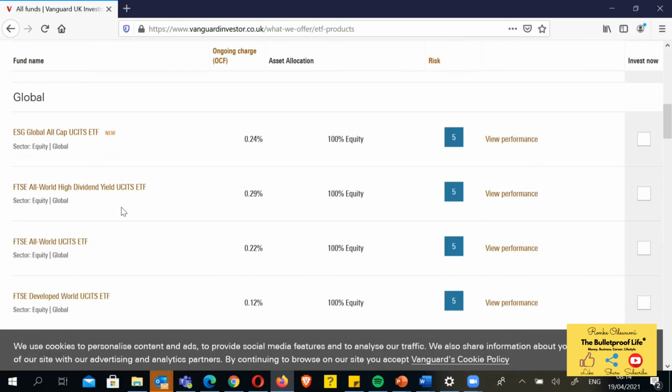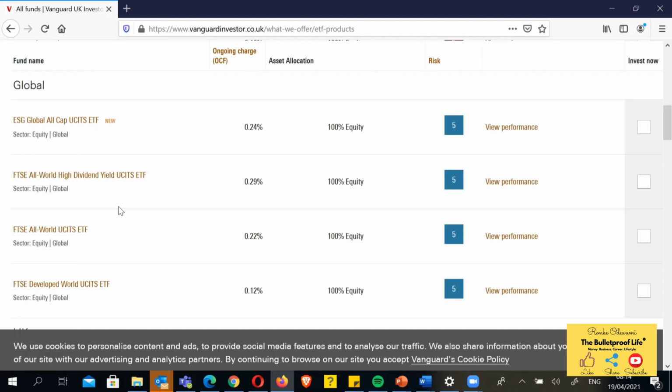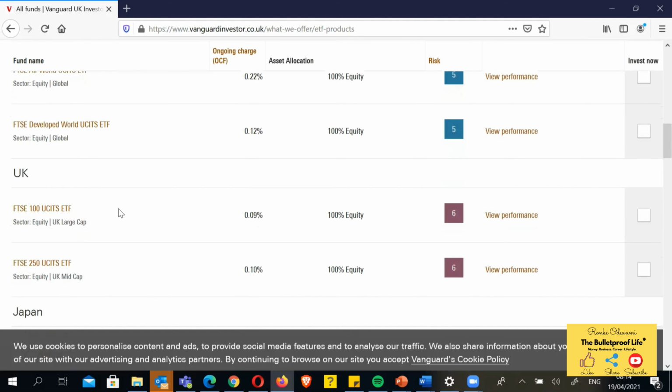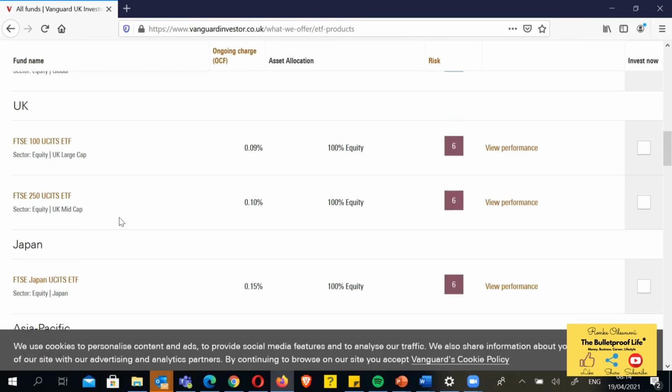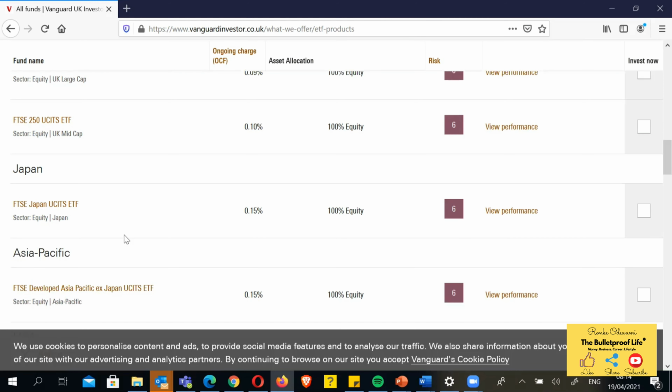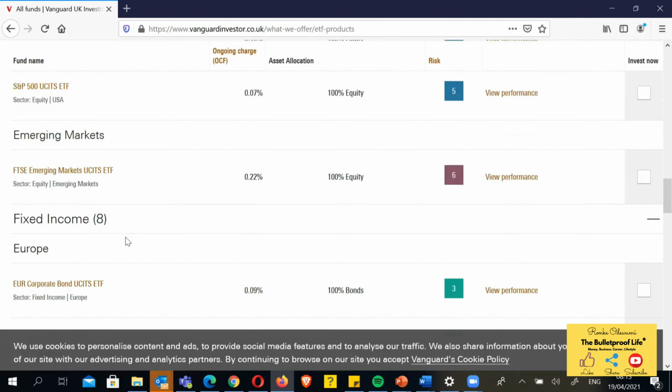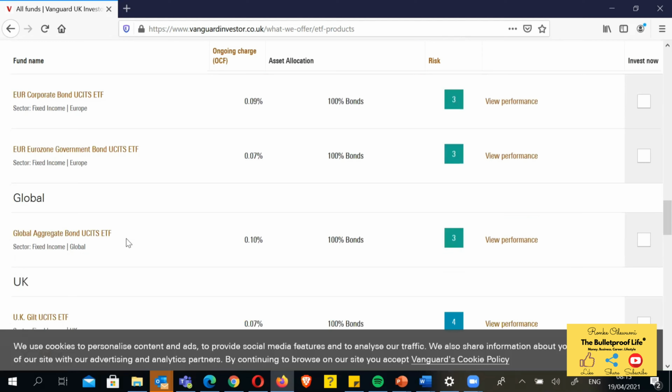And then the global funds are also available for you to buy as exchange traded funds: FTSE All World Dividend Yield, FTSE Developed World. And then you have the UK, which is FTSE 100, which invests in the top 100 companies in the UK, the biggest 100 companies on the London Stock Exchange. And then you have the FTSE 250, which is the next 250 companies after that first 100 companies. And then you go on to Japan and then Asia Pac. And these exchange traded funds really allow you to invest across the world.